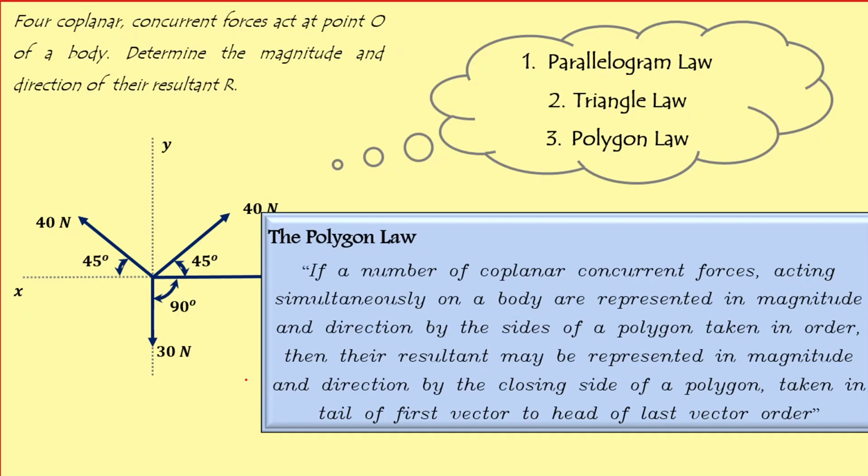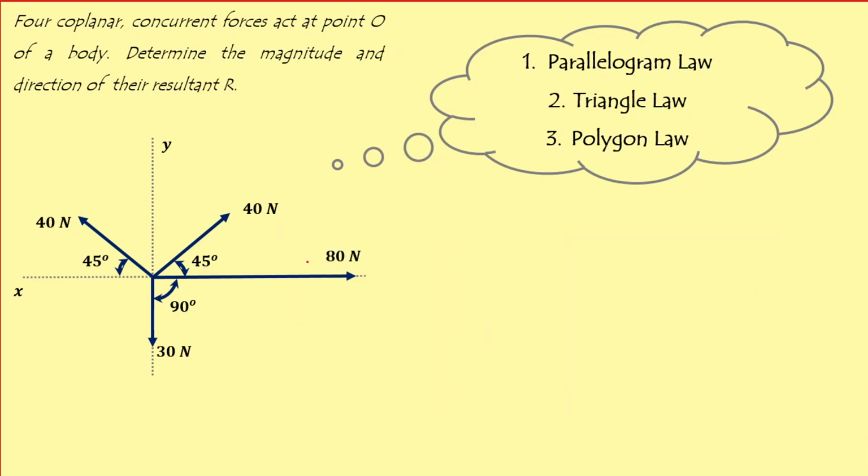Let's solve this. Let's use this polygon law to find the resultant in this problem. In this problem we have four vectors acting in different quadrants and different directions, and they are all concurrent forces acting on a point O. So the lines of action of all these four forces pass through a common point, and our objective is to determine the resultant R by using this graphical method, which is known as the polygon law.